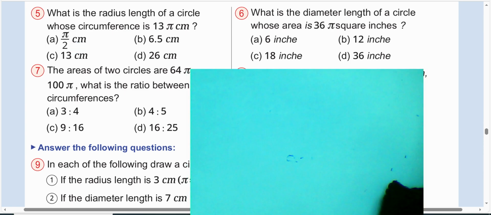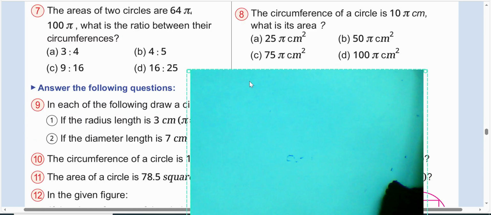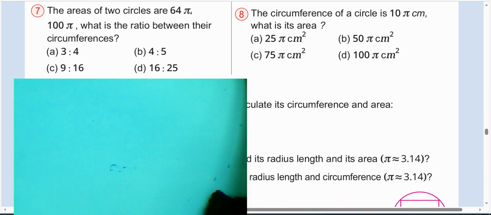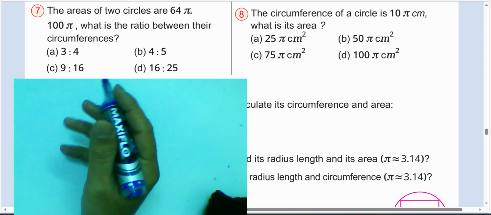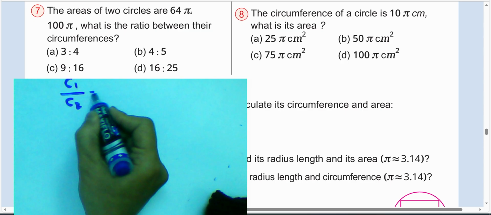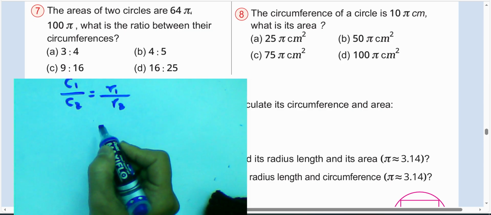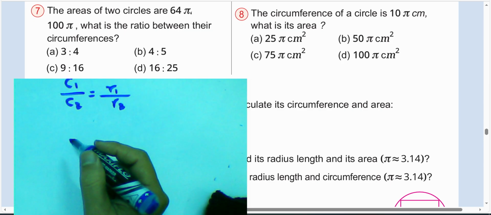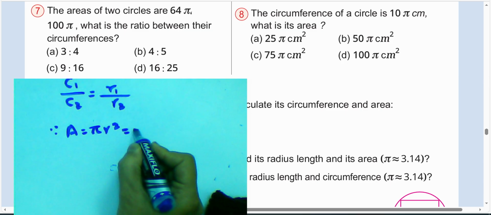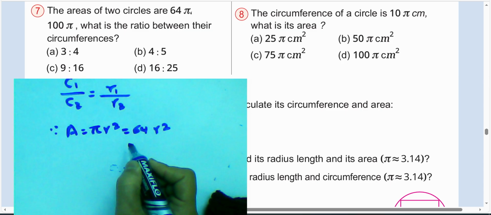Next question, number 7. The areas of two circles are 64 pi and 100 pi. What is the ratio between their circumferences? Okay, first we can find radius 1 and radius 2. The circumference 1 to circumference 2 equals radius 1 over radius 2. Then we need to find radius 1 and radius 2. We have area, which is pi r power 2, equals 64.